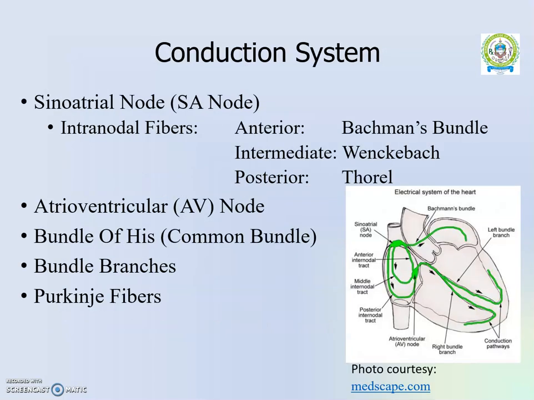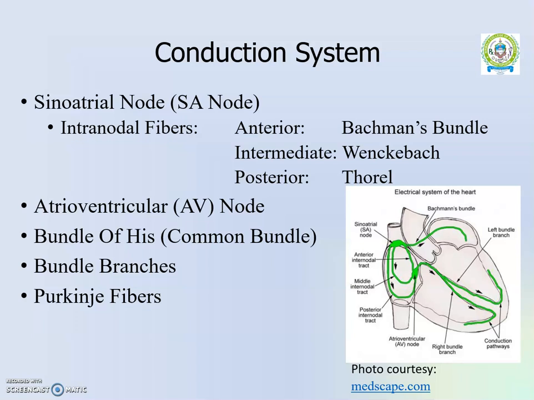Now let's discuss the spread of cardiac excitation. First, impulse forms at the SA node, the origin of impulse. It's called the primary pacemaker. It's located at the right atrium near the superior vena cava, and the SA node to AV node is connected by intranodal fibers. Three fibers are present there, divided into anterior, intermediate and posterior. The anterior is called Bachmann's bundle, the intermediate is called Wenckebach, and the posterior is called Thorel fibers. This carries the impulse from the SA node to the AV node.